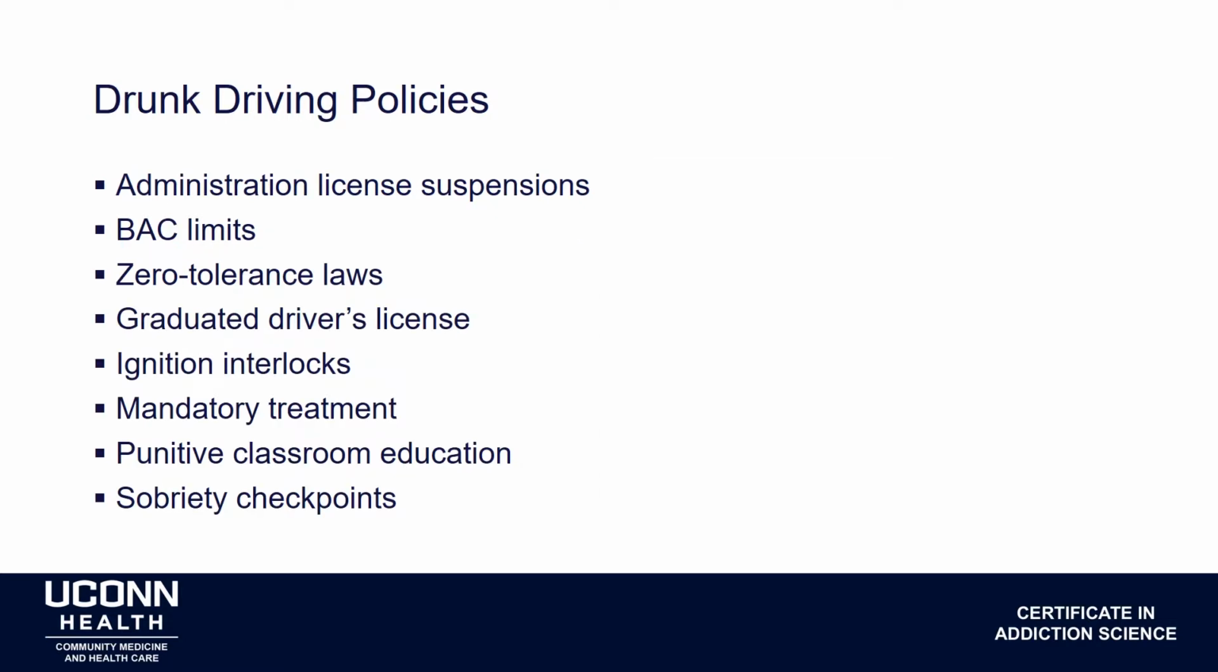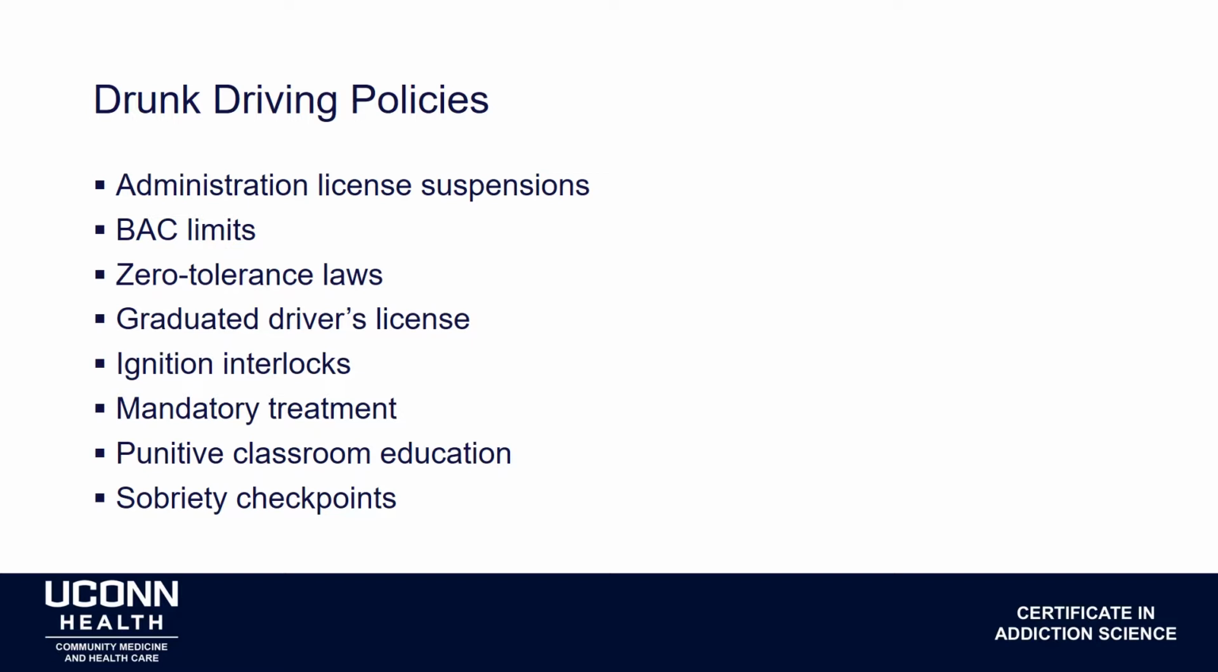Now, drunk driving. There are a lot of drunk driving policies. Some indirect drunk driving policies are what we already talked about. They influence price and affordability and availability. By increasing price and lowering availability and affordability, you ultimately will lower drunk driving. But direct drunk driving policies that are considered effective are things like blood alcohol concentration limits, zero tolerance laws, administrative license suspensions, interlock systems, punitive classroom education, and sobriety checkpoints.